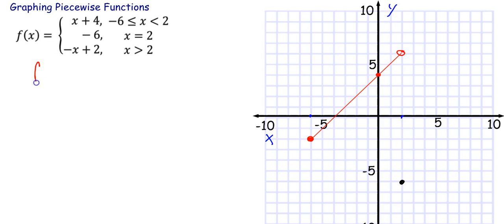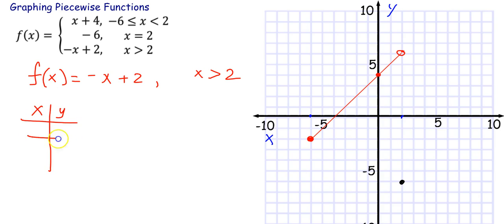Now the third and the final piece is f of x is equal to -x plus 2. And what is the condition? X is greater than 2. So x, y. You are saying x is greater than 2. So anything after this 2 on your right hand side, 3, 4, 5, 6 all the way, and 2 is not included because of the greater than symbol. I should not count 2.